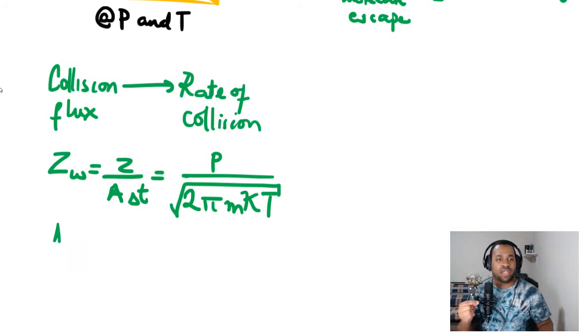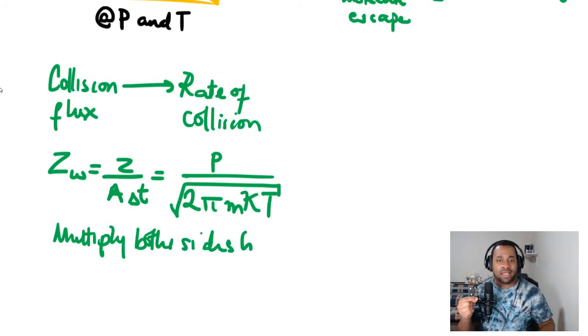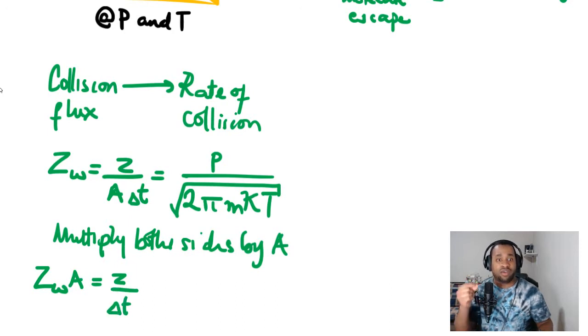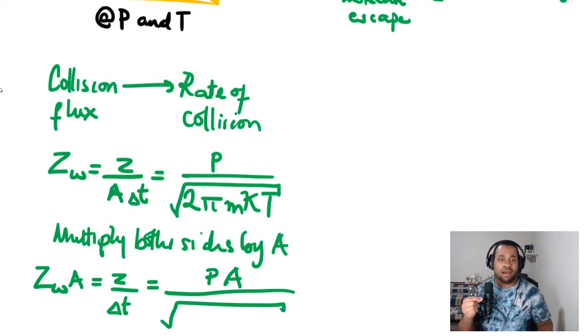Take note that we need to multiply both sides by the area. By multiplying both sides by the area, we have our new expression where the area cancels out on the left, and what we're left with is the collision frequency divided by time. This is equal to, take note that P is multiplied by the area, all divided by the square root of 2 pi m, our Boltzmann constant, and temperature.